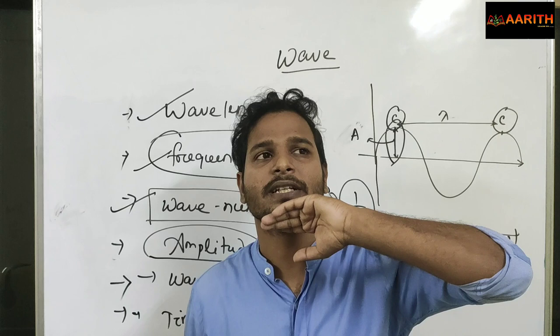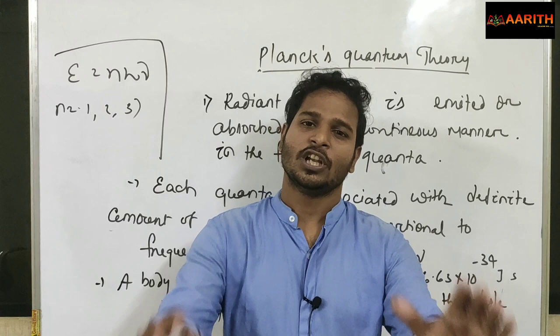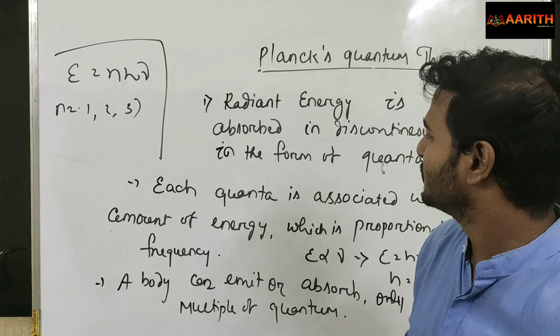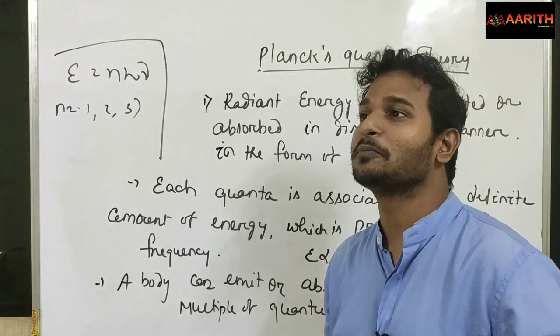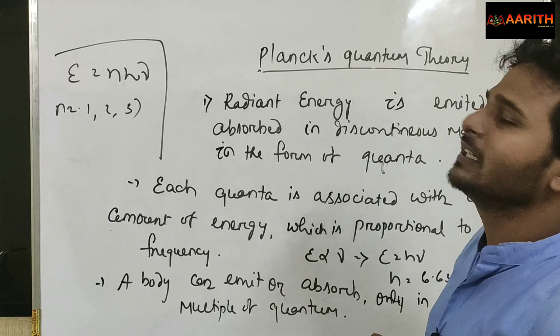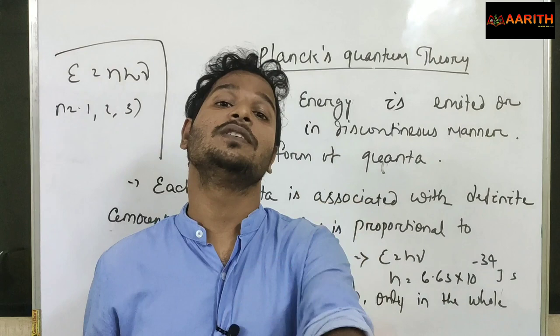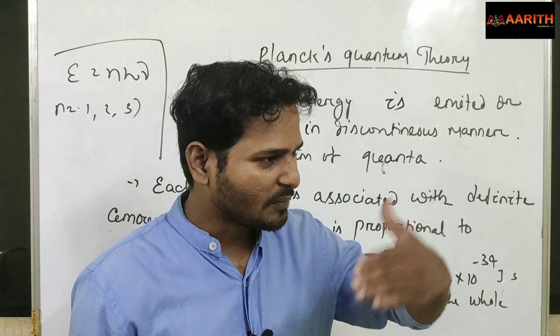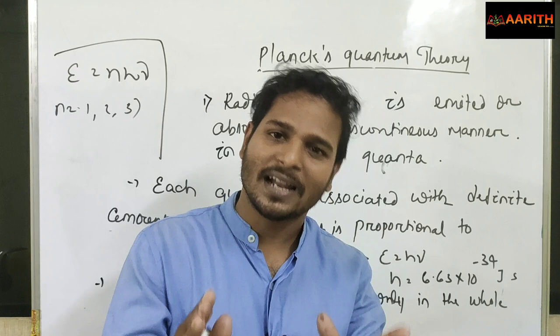Now turn to Planck's quantum theory. You are all familiar with it. Black body radiation: a black body absorbs all wavelengths. But according to Planck's quantum theory, any body's radiant energy is emitted or absorbed in a discontinuous manner, not in a continuous manner. That is in the form of packets, one packet, two packets, like that. These packets are called quanta, or in the case of light, photons.